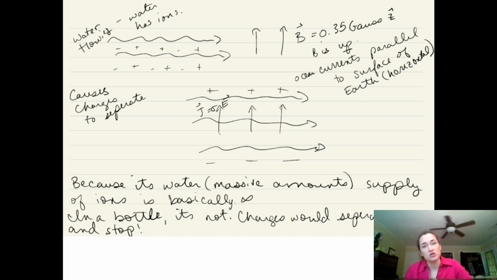The reason it works for ocean currents is because you have so much water that you have a nearly inexhaustible supply of ions. And so the current density will keep on going. It'll keep on trucking because it can just pull from the ocean for more and more and more charges. Okay?